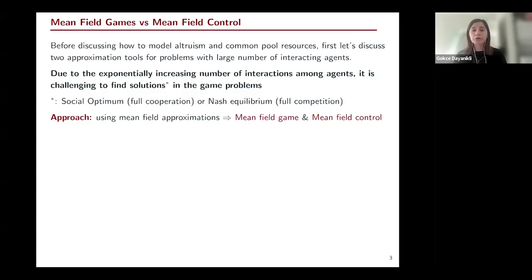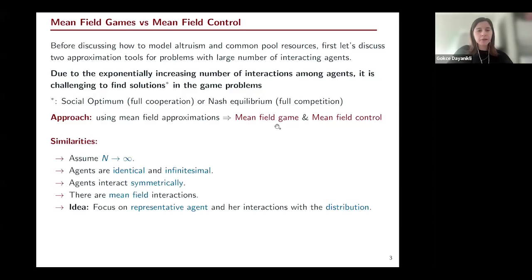If you are looking for the competitive setup, this would be the mean field game setting, where you look for mean field Nash equilibria that approximate the Nash equilibrium in large population games. Both of these models have similarities. In both cases, from the name, you may understand that we are looking at a mean field limit. So we assume the number of players goes to infinity, and we assume that agents are identical and infinitesimal, and agents interact symmetrically through their mean field interactions.